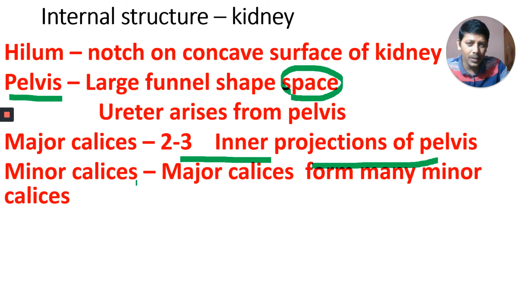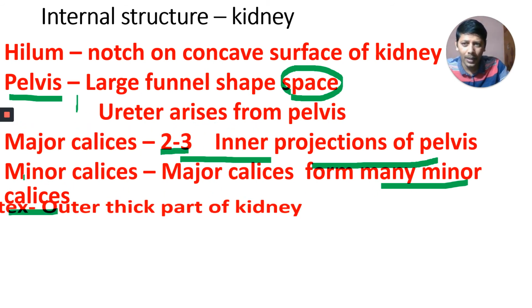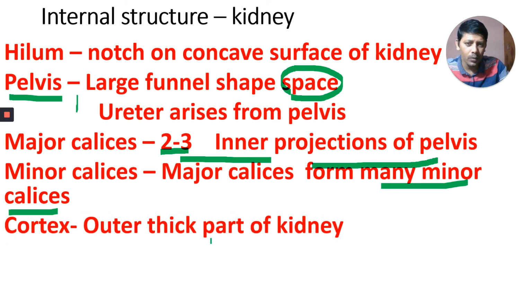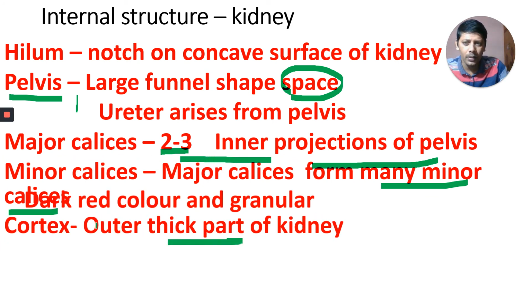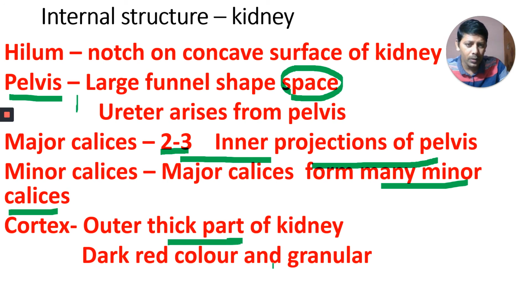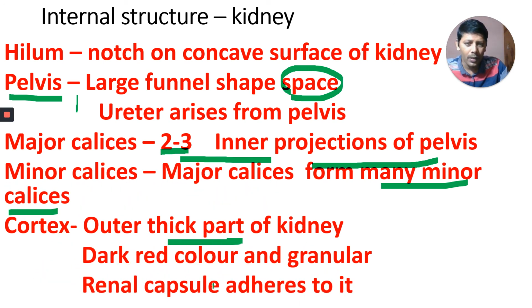From these major calyces, what arises? Minor calyces. The major calyces form many minor calyces. How many major calyces? Two to three. How many pelvis? One. And these are the many minor calyces. Next one, cortex. The outer thick part of the kidney is called the renal cortex. Dark red in color and granular, and the renal capsule adheres to it. I told you about the renal capsule yesterday.